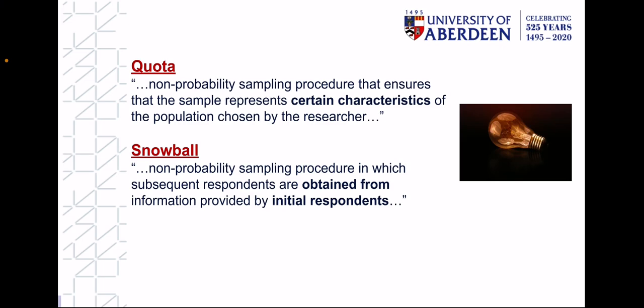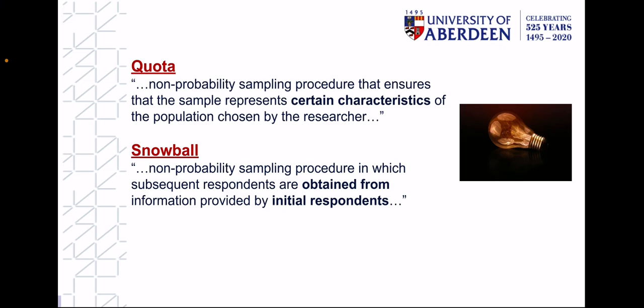Now, another non-probability sampling technique is what we call snowballing. Snowballing is a common sampling method, and it is commonly used when it is difficult to identify members of a desired population. So, for instance, let's say you want to find out about people who are working while claiming unemployment benefits. It's quite difficult to identify members of that certain population.